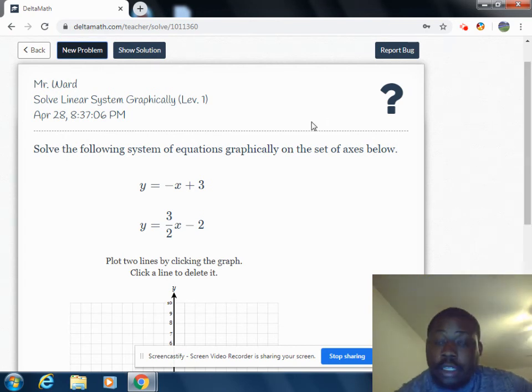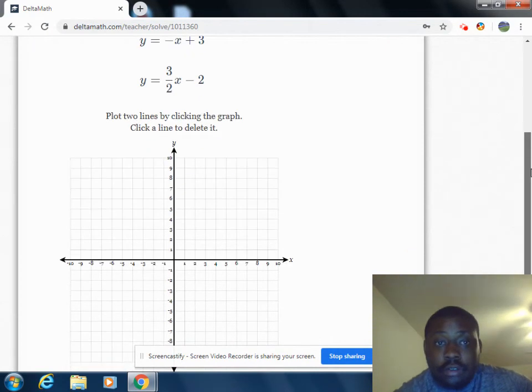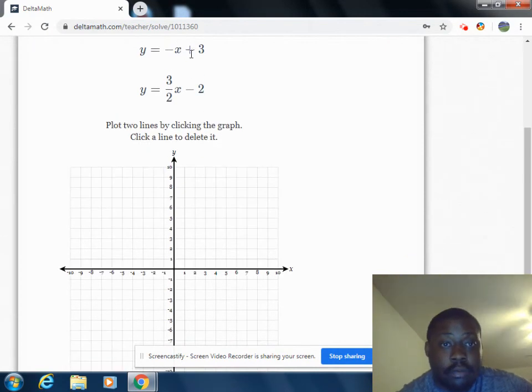My first line again, we got two equations. We got to make lines for both of them. So we'll start off with the first one. Y equals -x plus 3. All right. So the first thing I do, I look for my y-intercept. In this case, my y-intercept is a +3. So I go up 3, hit my point.